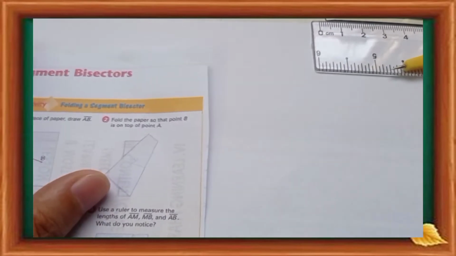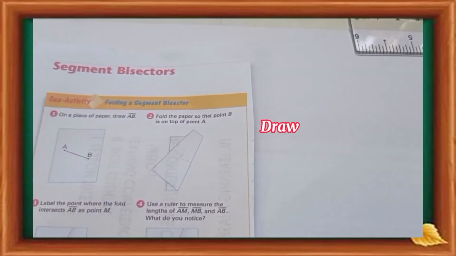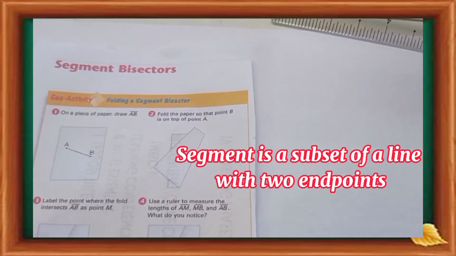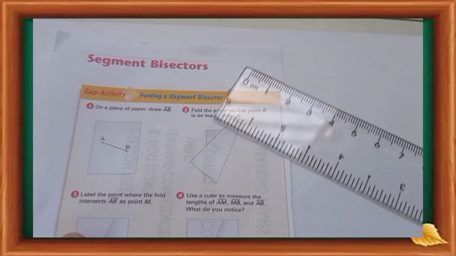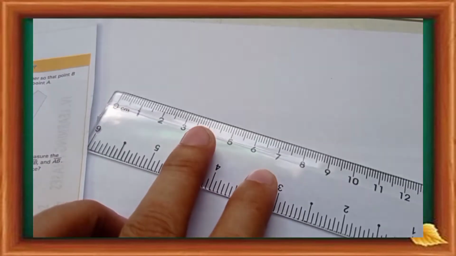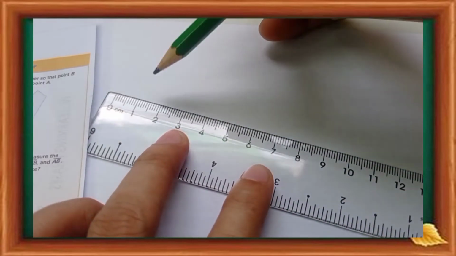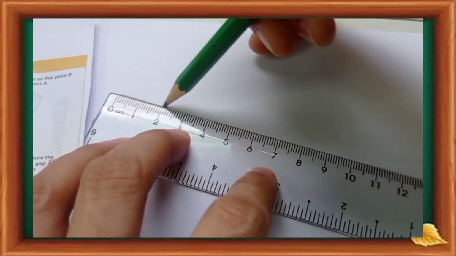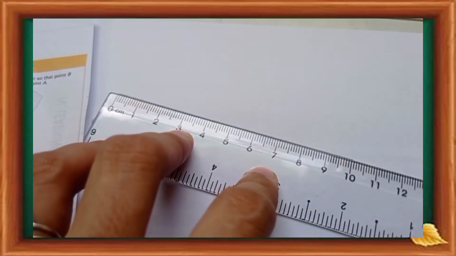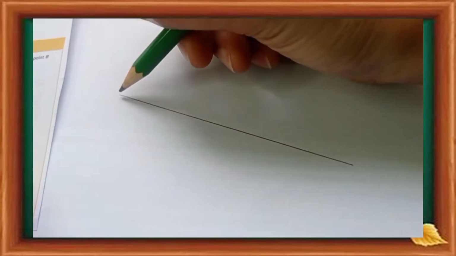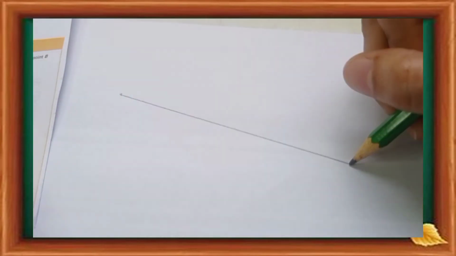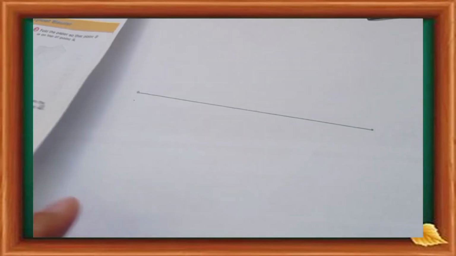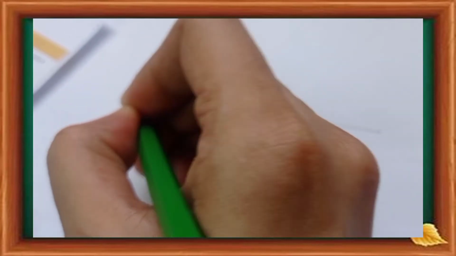First, on a piece of paper, draw segment AB. When we say segment, it is a subset of a line wherein it has two endpoints. Segment AB. So it has two endpoints. Then let us name those points A and B.